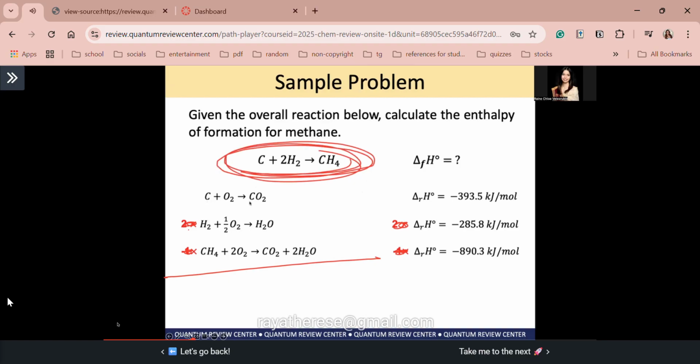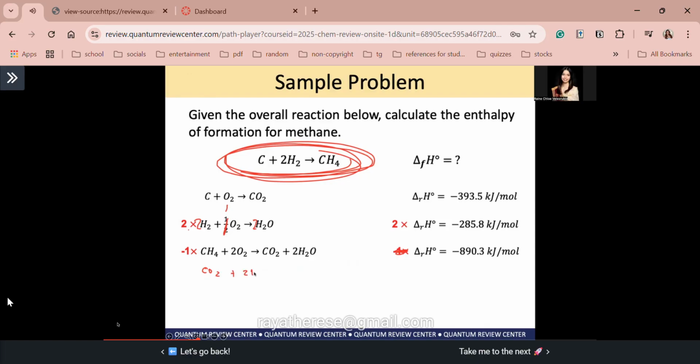So for the first reaction, guys, wala akong gagawin dyan, hindi ko siya gagalawin. For the second reaction, I will scale it to 2. So magkakaroon ka ng coefficient na 2 dito, dito 2, so 1, and then dito 2. Okay? Tapos at the same time, i-multiply by 2 ko din ang enthalpy of reaction for reaction 2. Next for reaction 3, i-multiply ko siya by negative 1. So basically, ang gagawin ko kay reaction 3 is to reverse the reaction. So magiging ganito na siya.